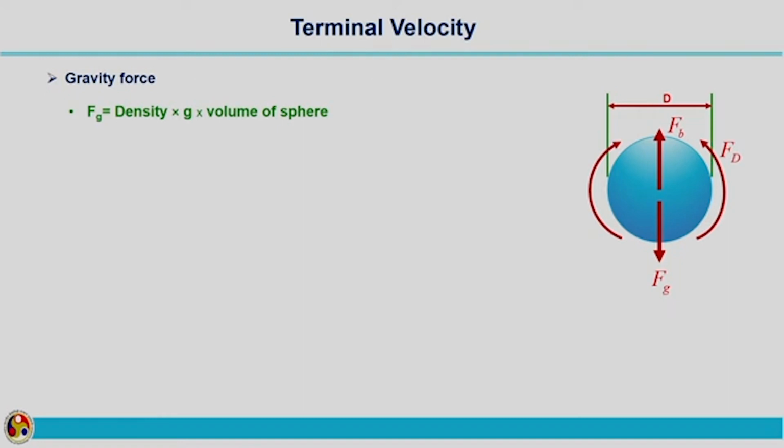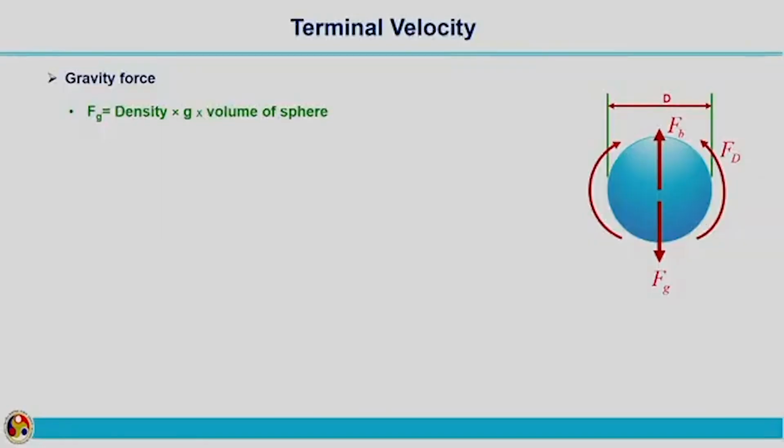But here we are talking about the weight. So, density multiplied by acceleration due to gravity g multiplied by volume of the drop. What is meant by density multiplied by acceleration due to gravity? That is rho g. Rho g is nothing but the specific weight. We were using the notation gamma in fluid mechanics, but here we will write it in terms of rho g.